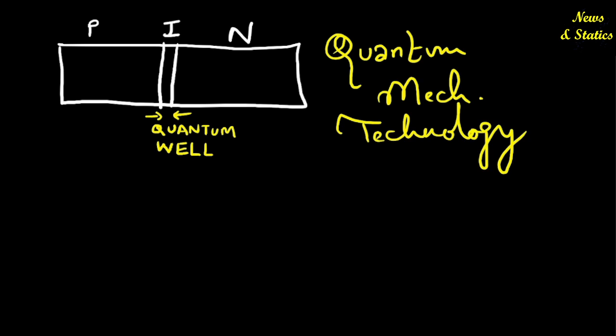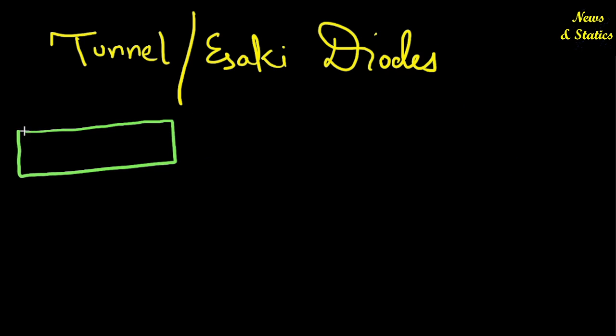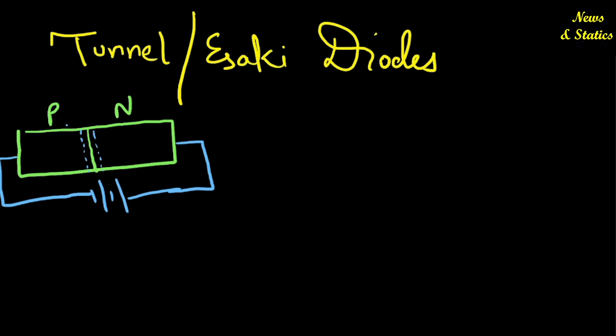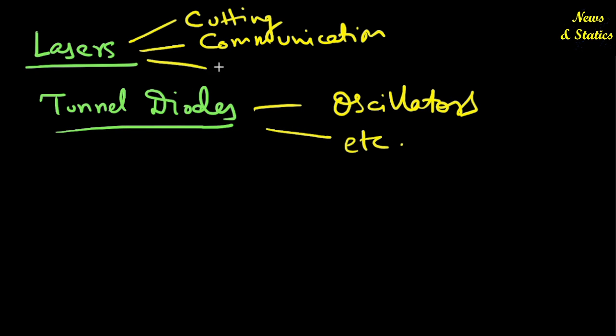Apart from that, quantum mechanics is also used in tunnel diodes or Esaki diodes, which is nothing but a highly doped p-n junction diode connected in reverse bias, so that the depletion layer is extremely thin and electrons can move from the n region to the p region using the quantum mechanical tunneling effect. Lots of applications in oscillators, many others. So quantum mechanics is cool, and a comparison between laser and LED was done in this video.